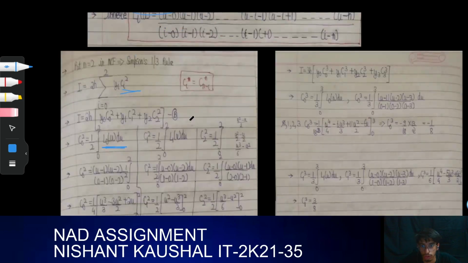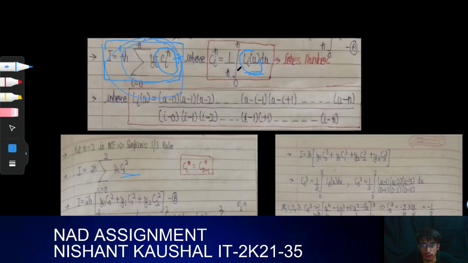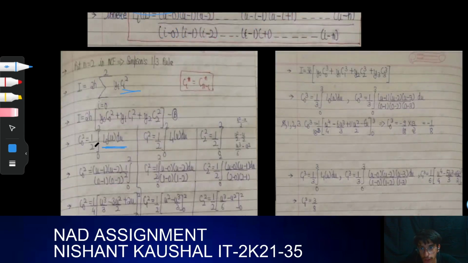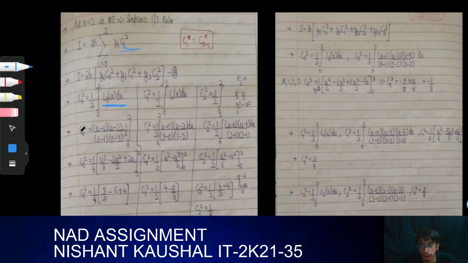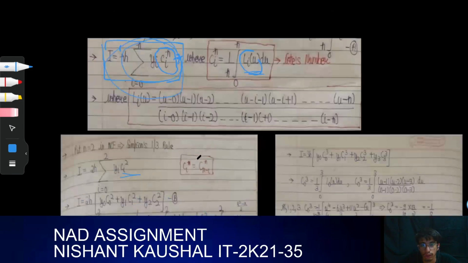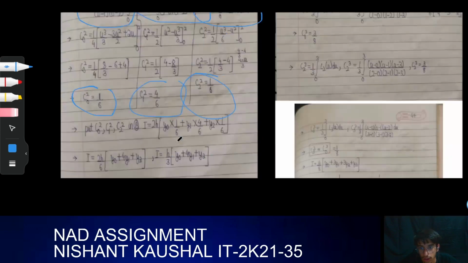So for the value of Lagrange's number, c0 square will be what? 1 by n integration of 0 to 1 by n. So here n will be what? 2. So 1 by 2 integration 0 to 2 L0 u, right? Here these values will come using the formula. If we solve this, we will get 1 by 6, 4 by 6, and 1 by 6, and putting these values in the formula here, we will get Simpson one-third rule.